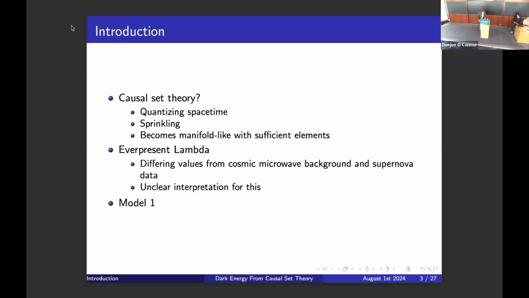So these two properties alone are not enough for us to simulate a differential manifold, which Lorentzian spacetime is. So in order to do that, we do what's called sprinkling. And what sprinkling is, is just the placement of these discrete spacetime points over a Poisson distribution.